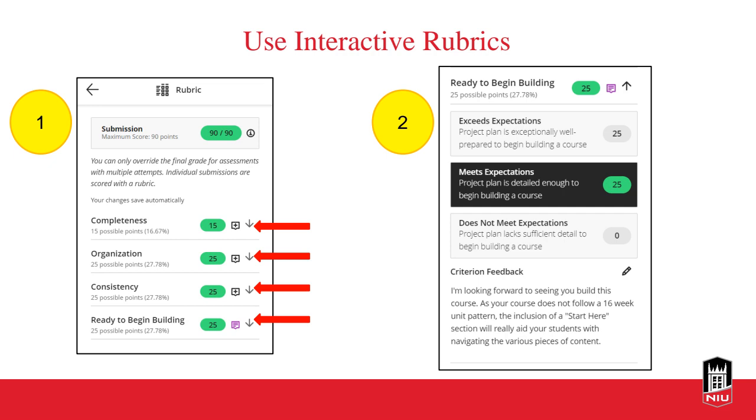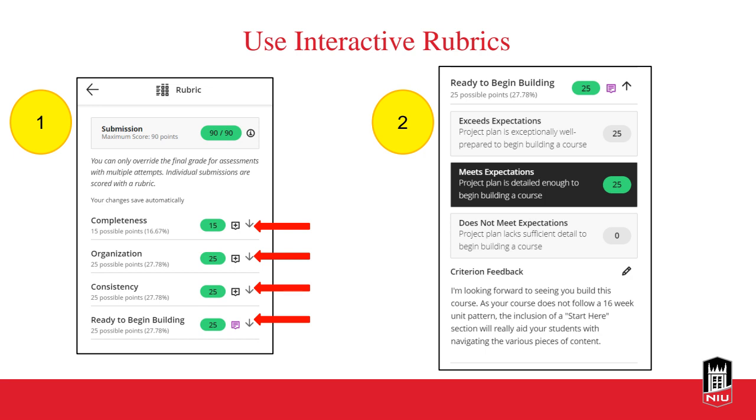Right. And I can come up with different levels for point values. You know, I could have done exceeds expectations, meets expectations, does not meet expectations. I could do as many categories as I wanted. Something else that I've learned about interactive rubrics that's really a time saver.